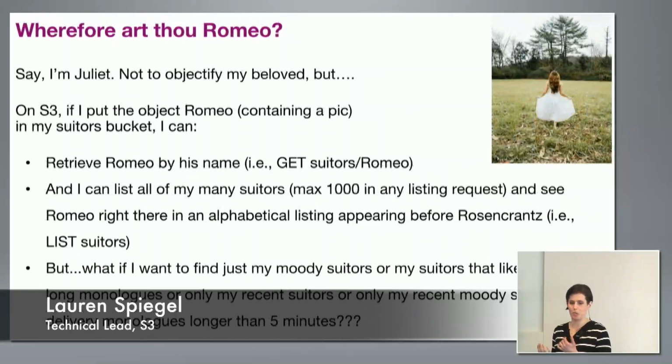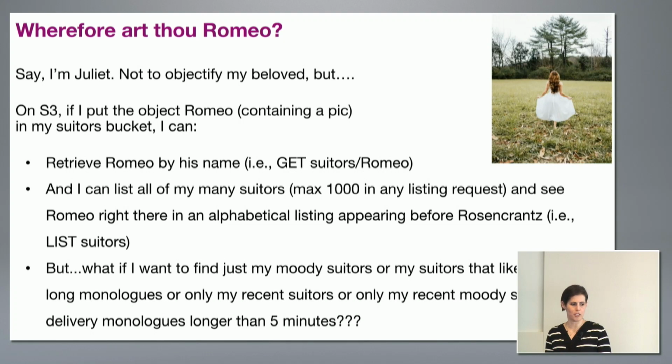I'm Lauren, but say I'm Juliet. And I have a lot of suitors, so I have a bucket on S3 with a picture of each of my potential partners and some metadata about them. And say I want to find Romeo in this bucket.